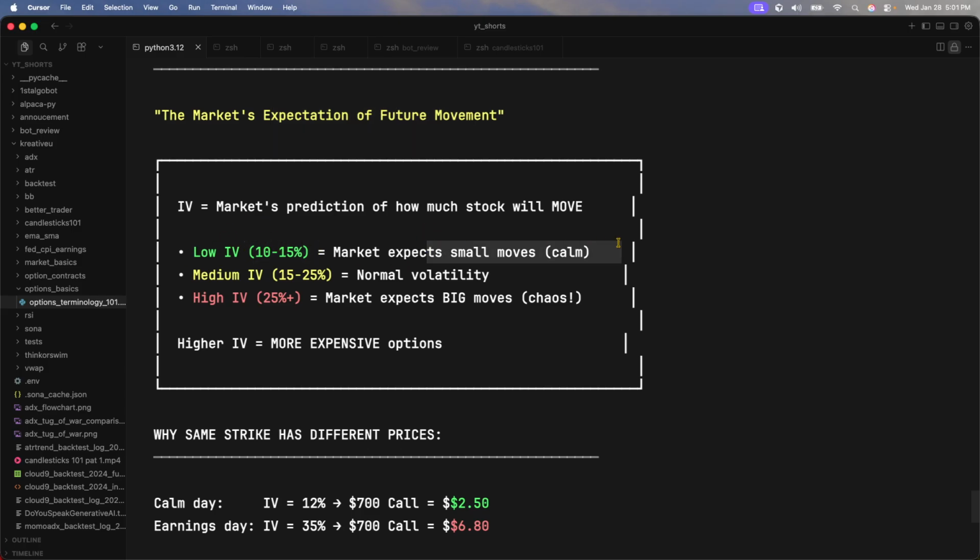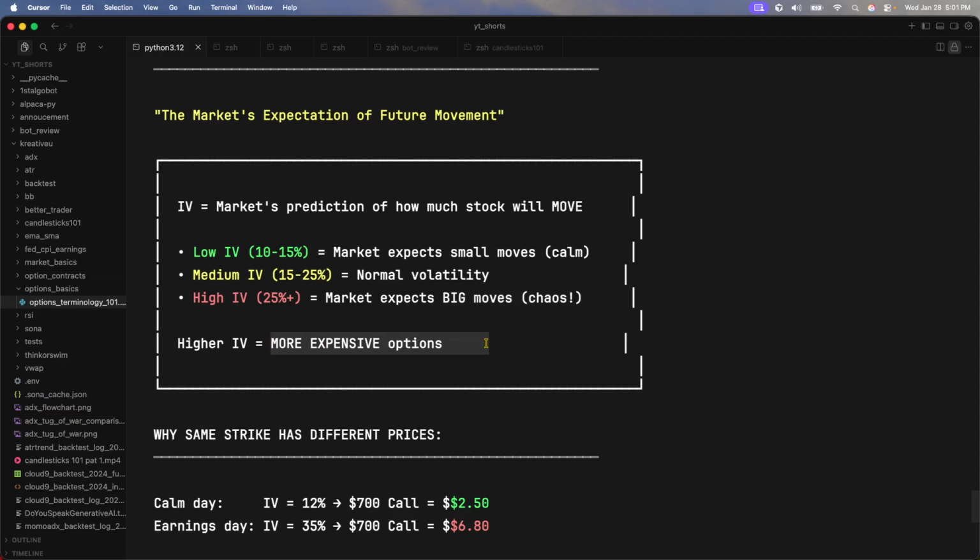The market expects small moves. It's very calm. Medium IV is going to be anywhere between 15 and 25%. There's normal volatility, so not that much is shaken. And then high IV is going to be 25+%. Market expects a big move, so chaos is coming.